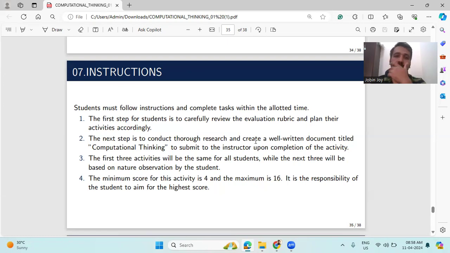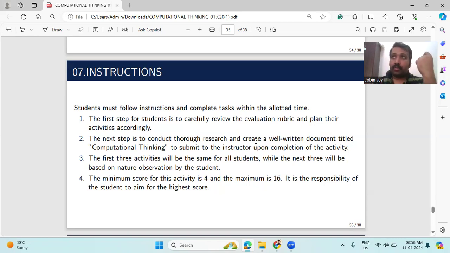Okay, no issue. The first three activities will be the same for all students, while the next three will be based on the nature observation by the student. So the first three activities are common, to promote collaborative learning, and the next three activities will be different. That is to promote the concept of independent learning.